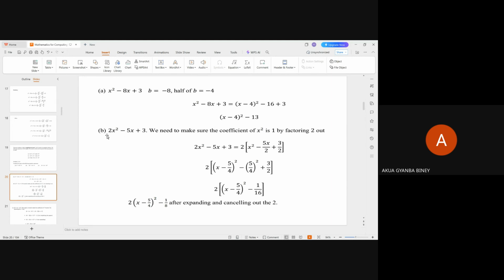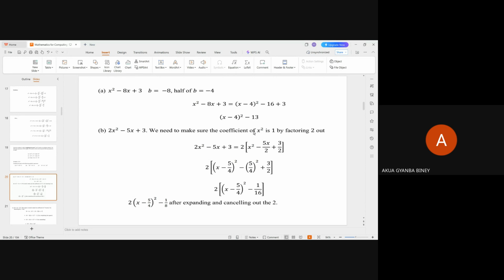The B part, we have this, and we want to complete the square. So in that case, what do we do now? You see here, the 2 is not making the coefficient of x squared 1. Before we complete the square, please make sure the coefficient of x squared is 1. If it is not 1, make it 1.